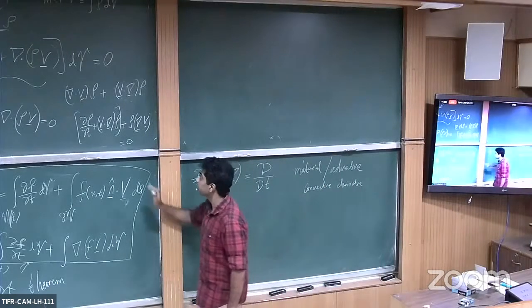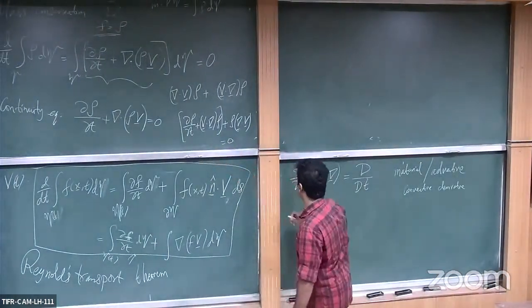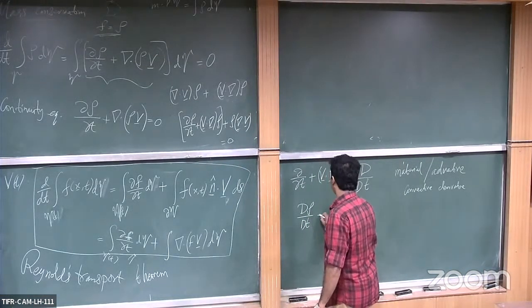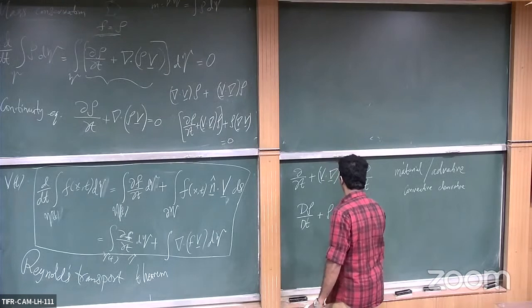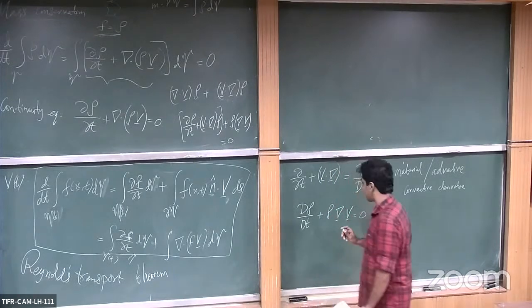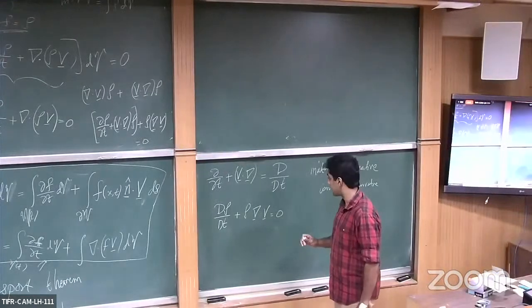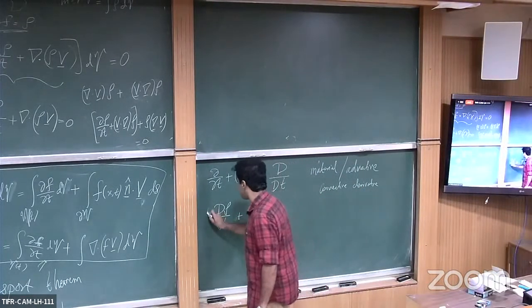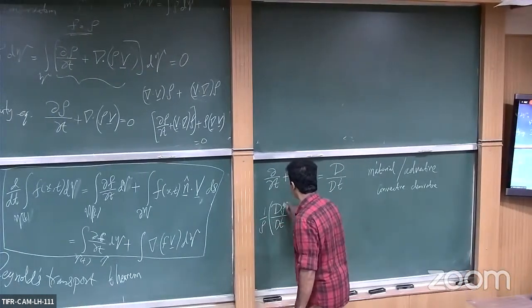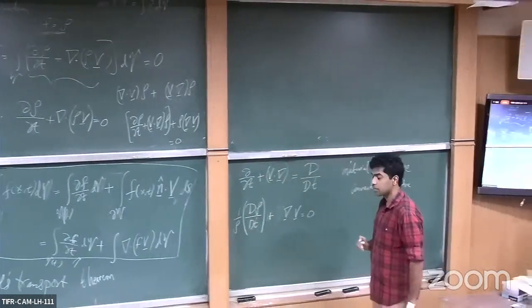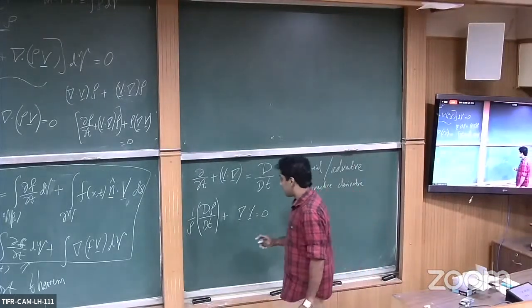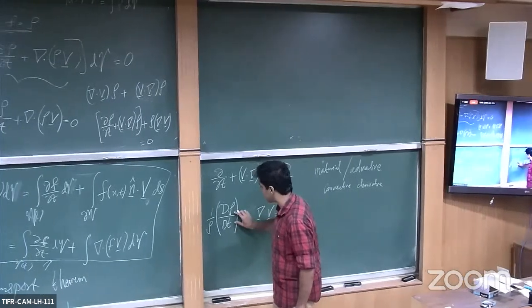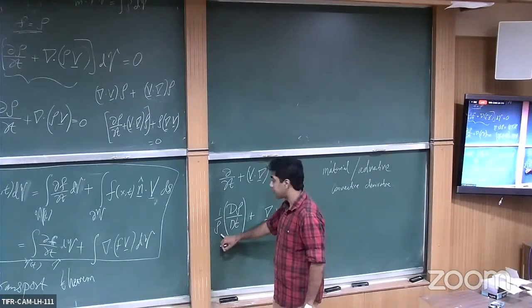So if you use this notation here, the continuity equation becomes d rho by dt plus rho divergence of v equals zero. So this is mass conservation. Divide by rho. So now this is the material change in the density of a fluid parcel normalized by its density.